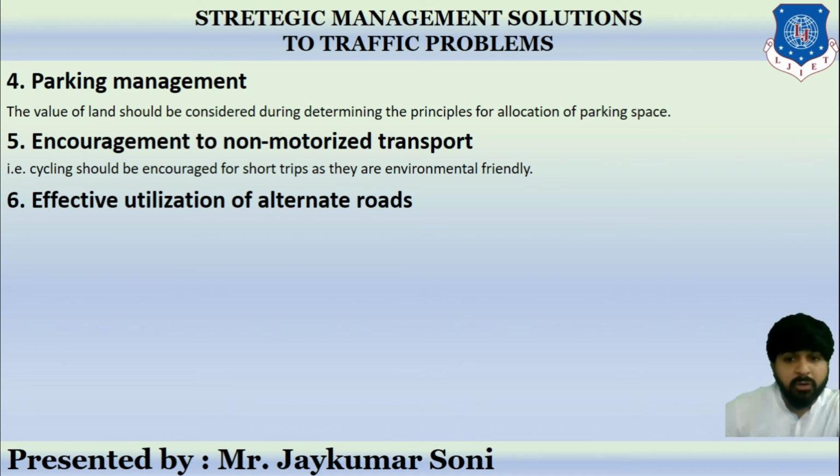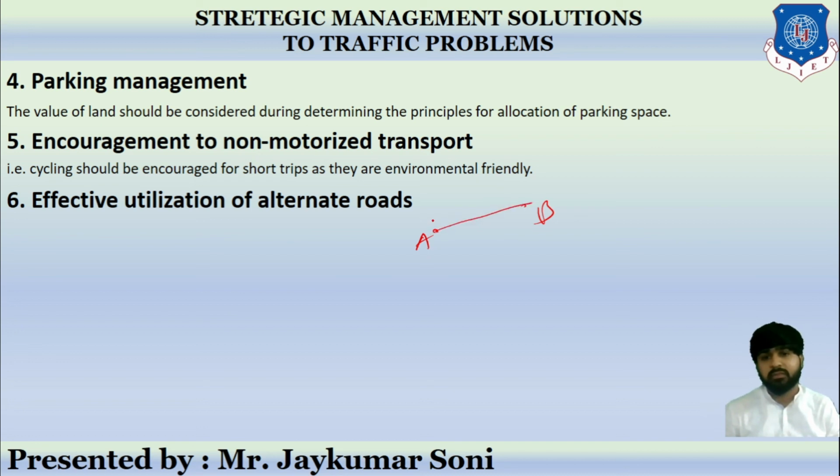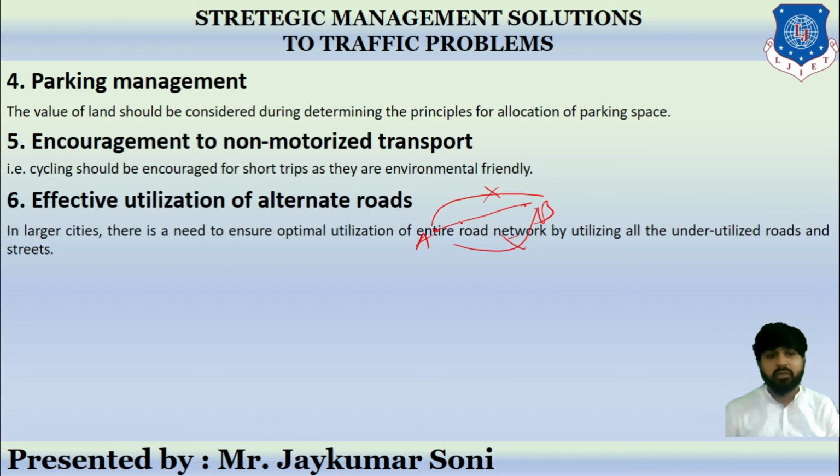Then the sixth is the effective utilization of alternate roads, because many times it happens that if this is the place and this is the place and one wants to go from this to this, he will only use this road. This road will not be used. This road will not be used. So in a larger city, there is a need to ensure the optimal utilization of the entire network and the streets.